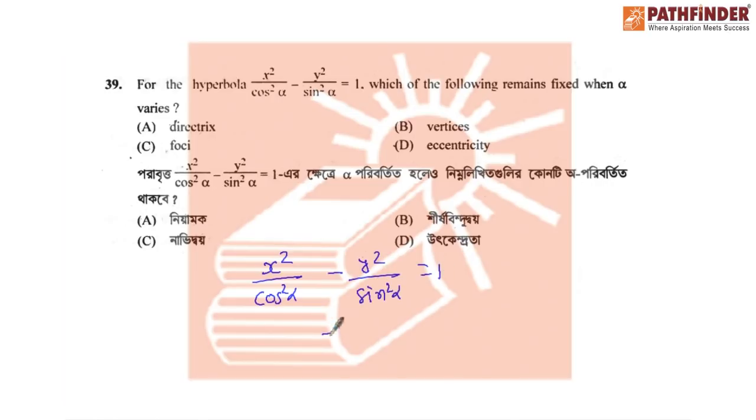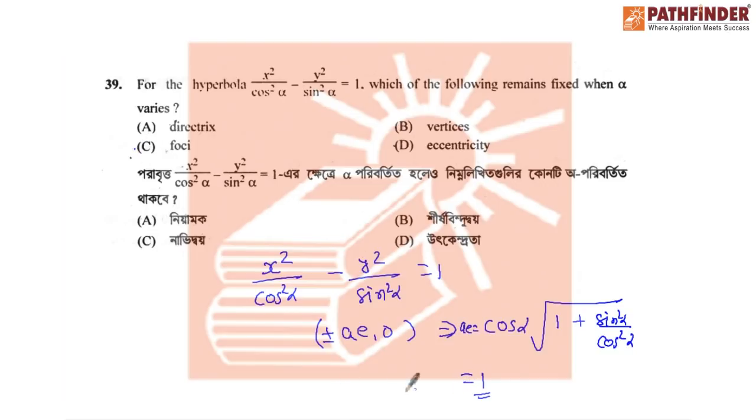We know that focus is at plus minus ae comma 0, or ae is equal to cos alpha root over 1 plus sin square alpha by cos square alpha, which is equal to 1. So the foci of this hyperbola is always fixed, which is at plus minus 1 comma 0. So option C. Now move to question number 40.